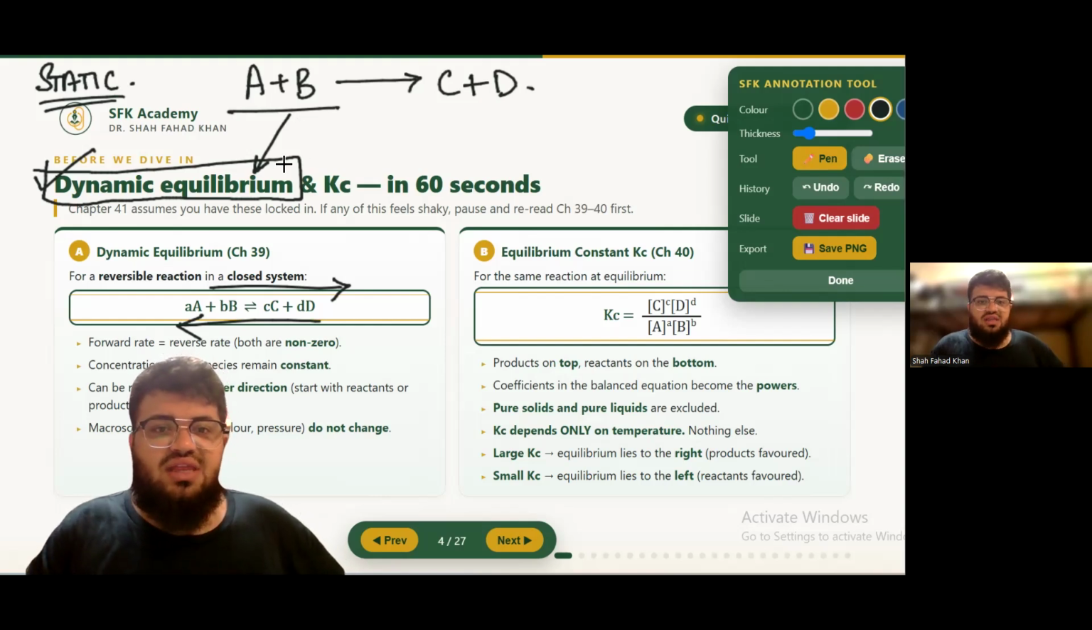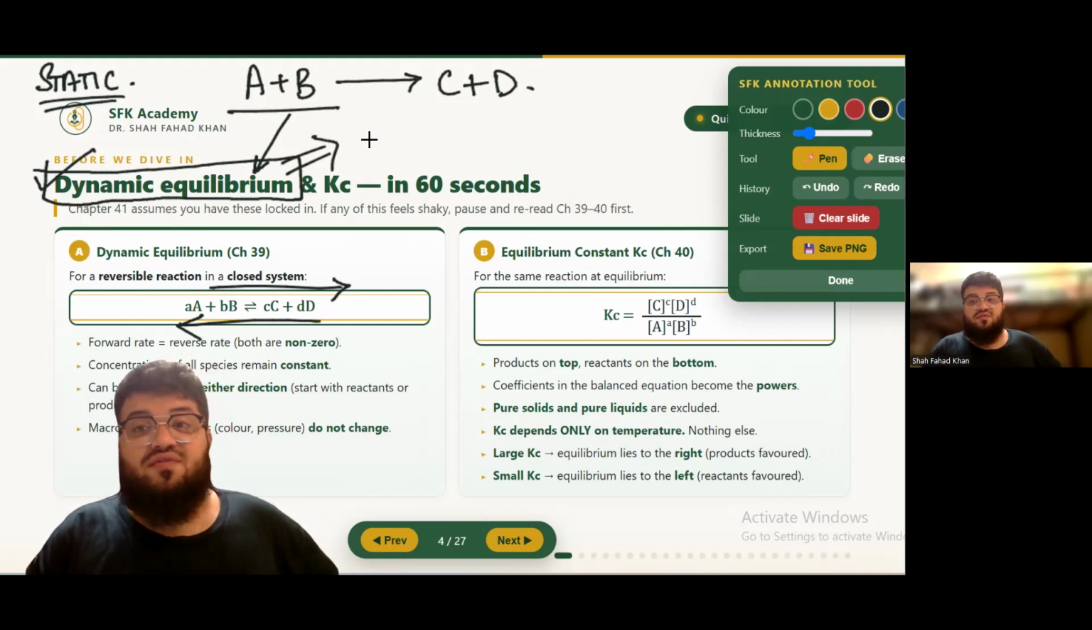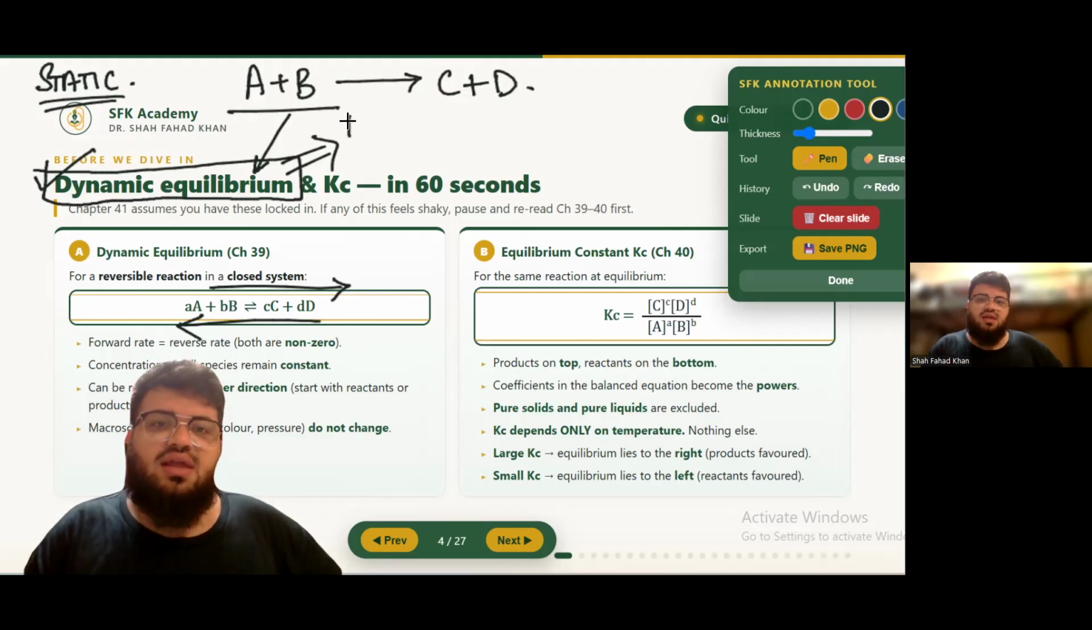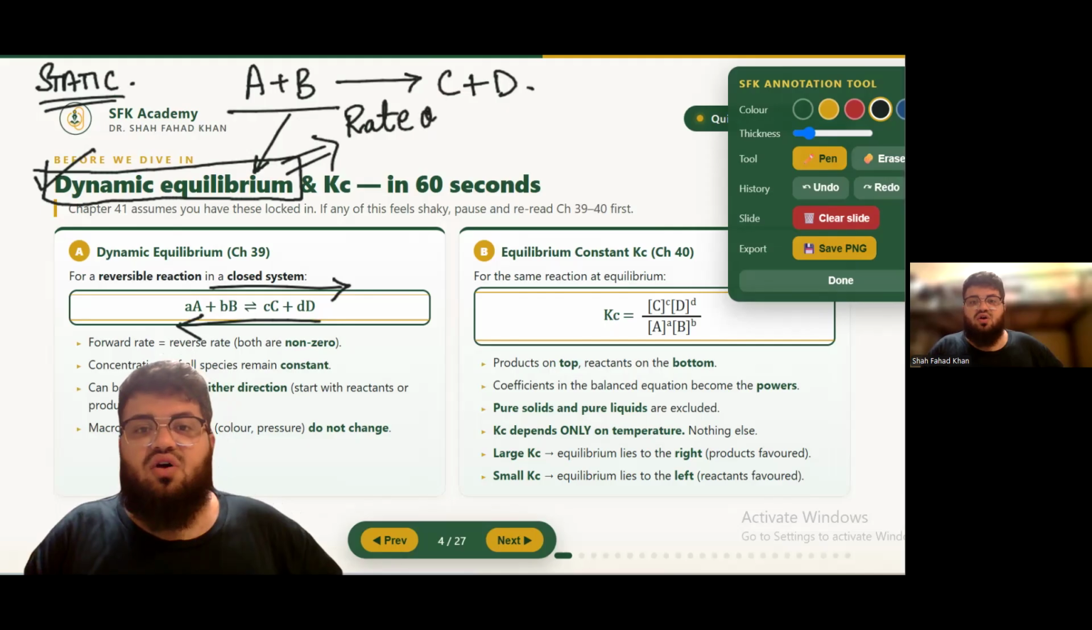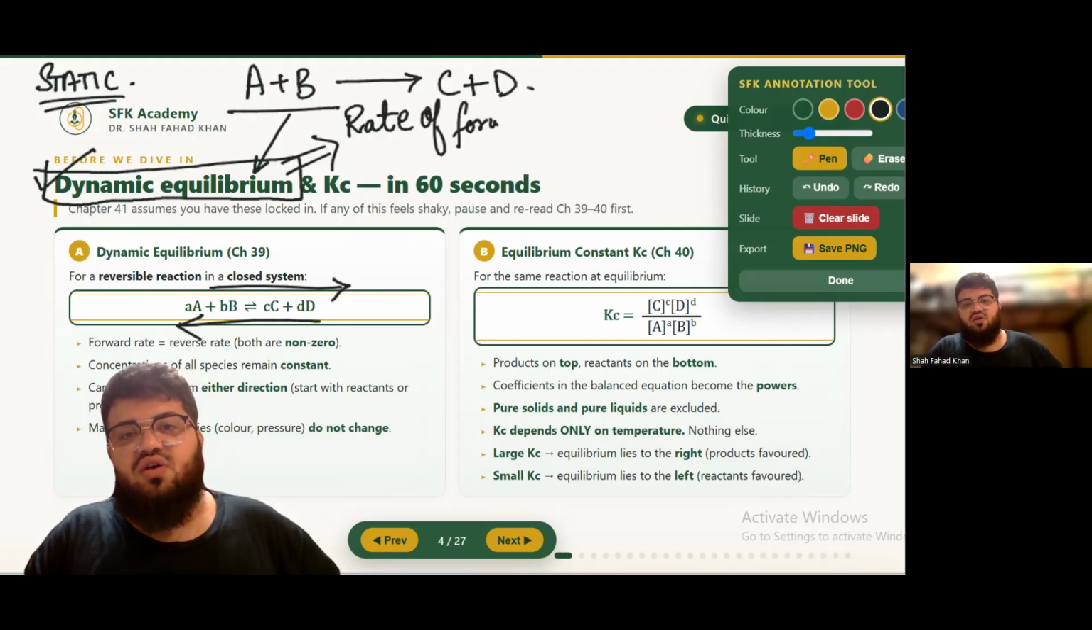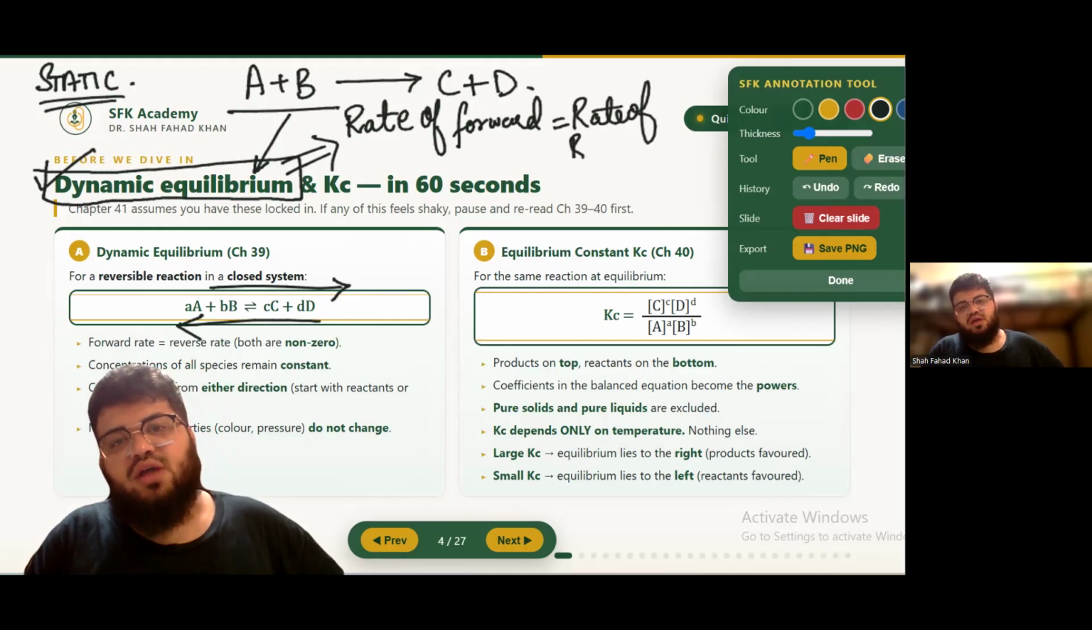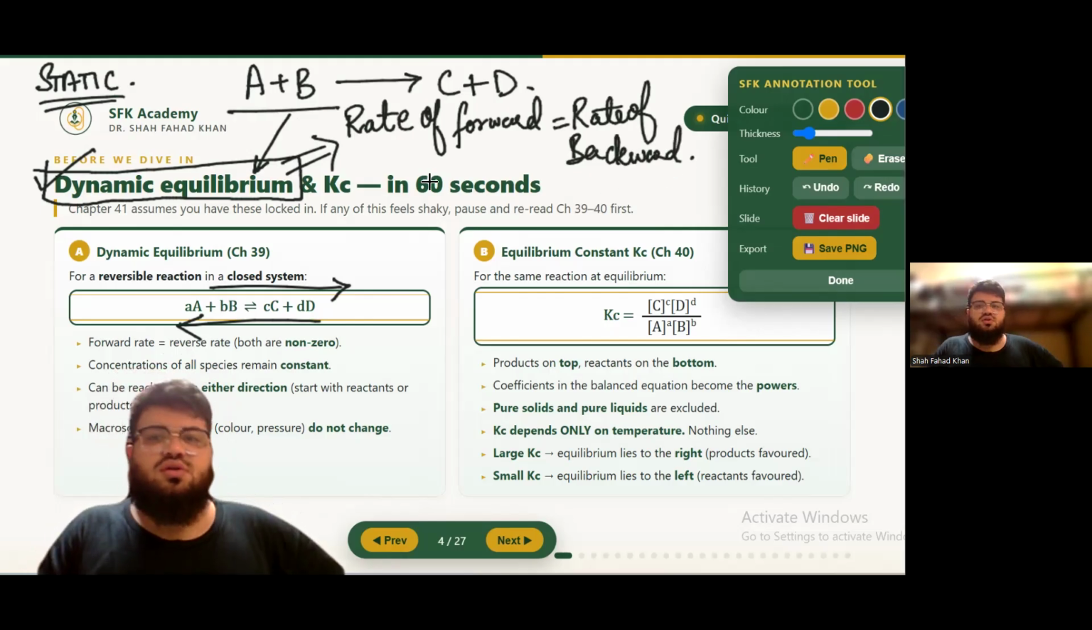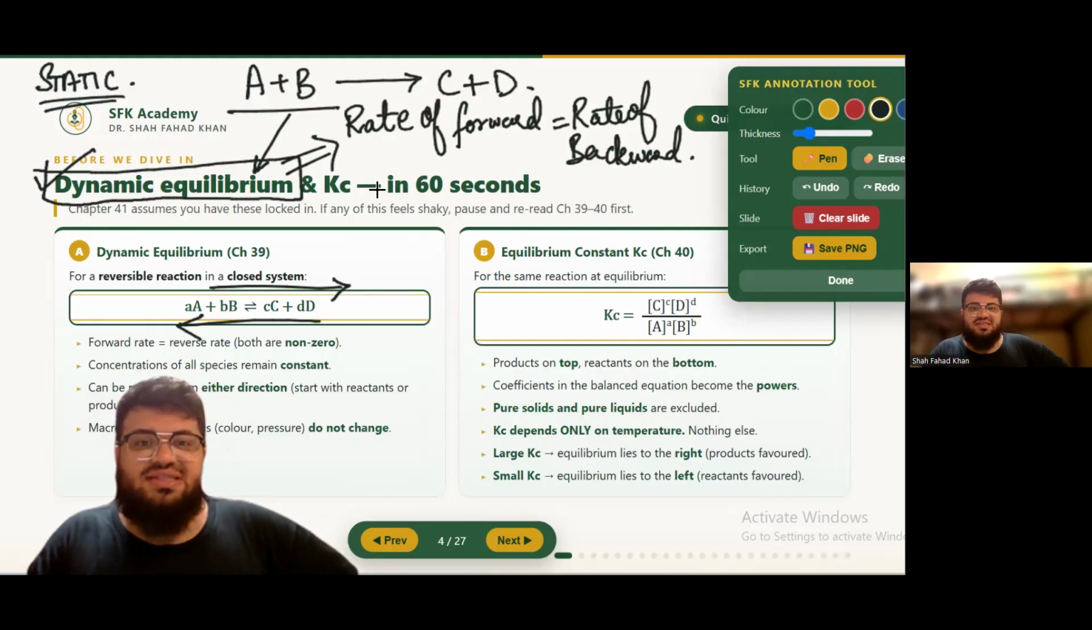Okay, so if you're ever asked to define dynamic equilibrium, it is the condition or the state that is attained when the rate of forward reaction equals the rate of backward reaction. Understood? So when the rate of forward equals the rate of backward, that's when dynamic equilibrium is established.